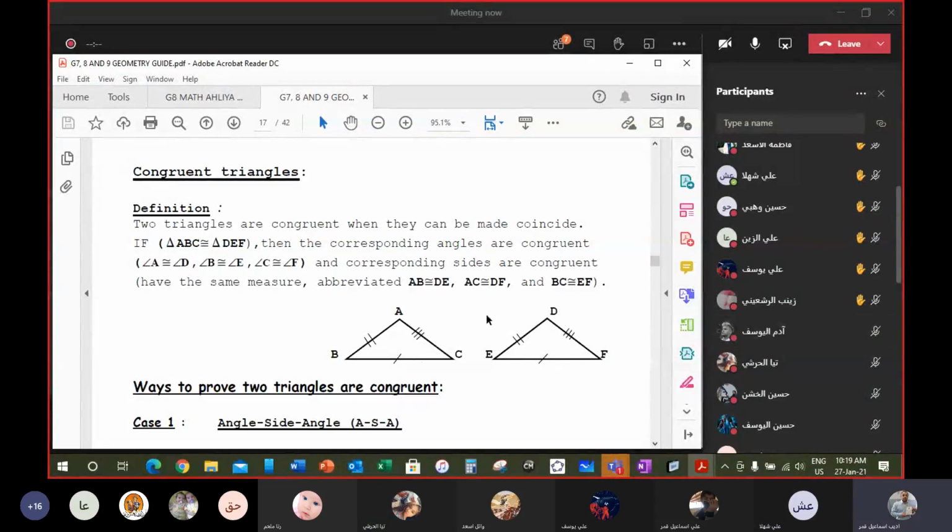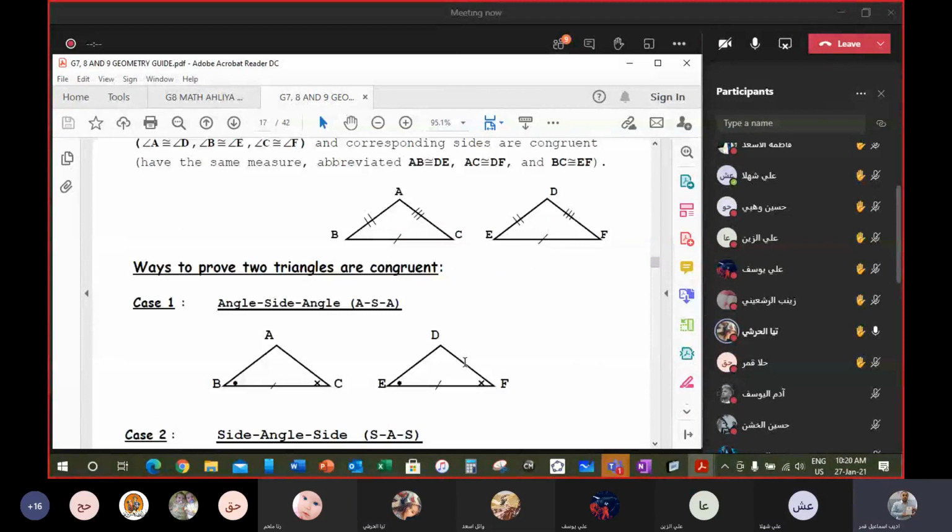Okay. Angle side angle, or side angle side, or side side side. So the three cases are ASA, SAS, or SSS. Okay?